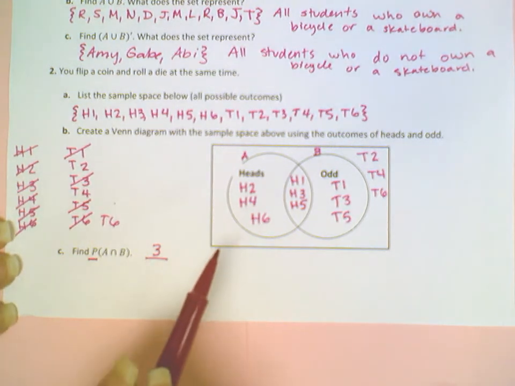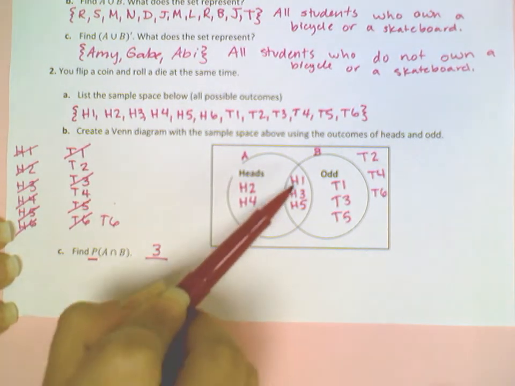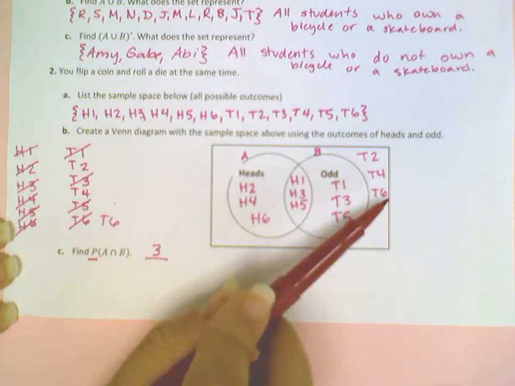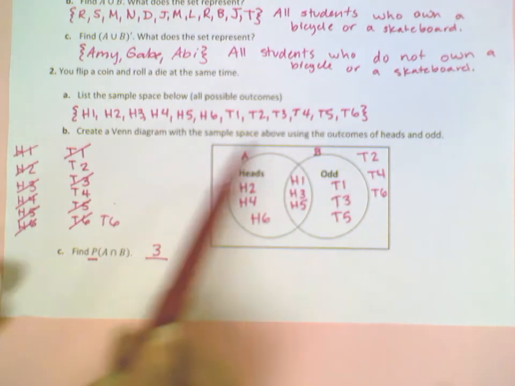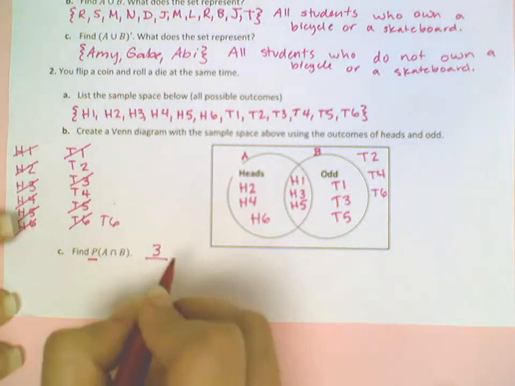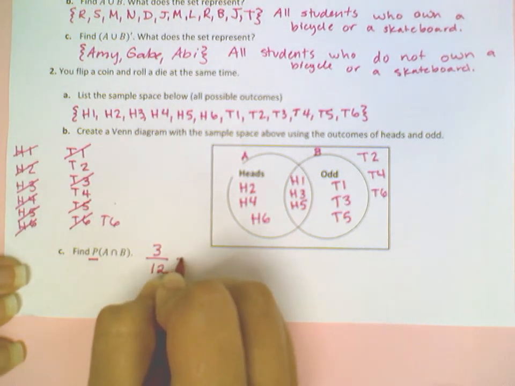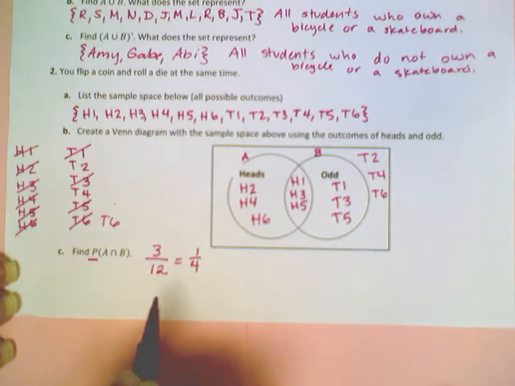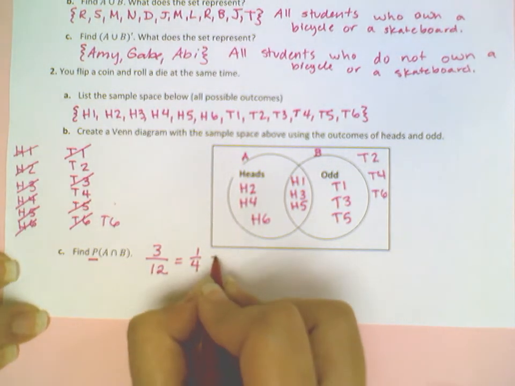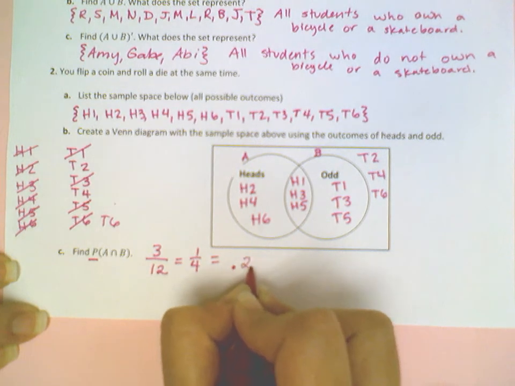Out of the total number of outcomes, I have 3 here, 3 here, 3 here, and 3 here. So 3, 6, 9, 12. I could also count these up here. I could have also counted these. So 3 out of 12, which brings us to 1/4. Remember, you always need to simplify. And 1/4 is the same as 0.25.